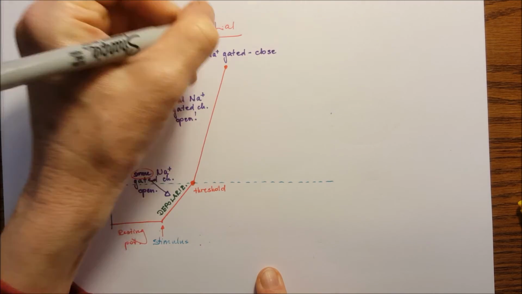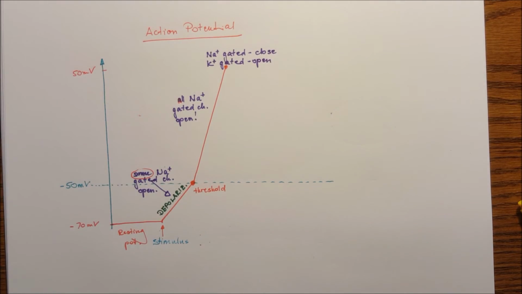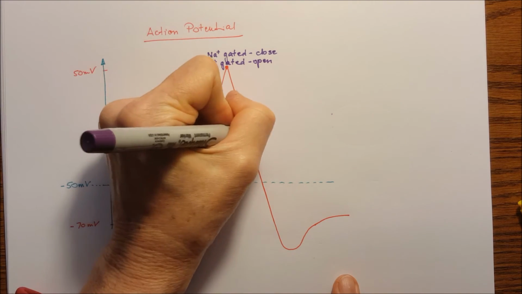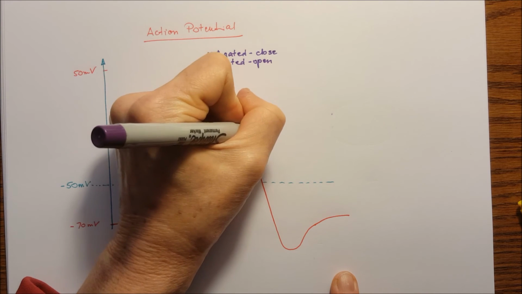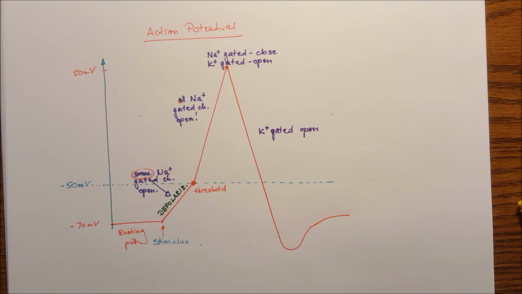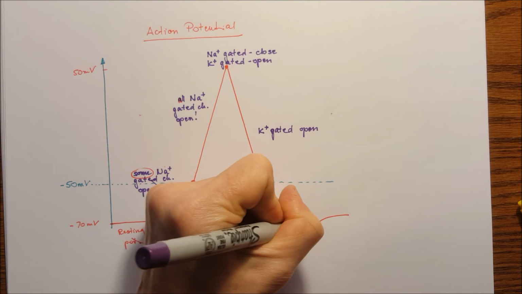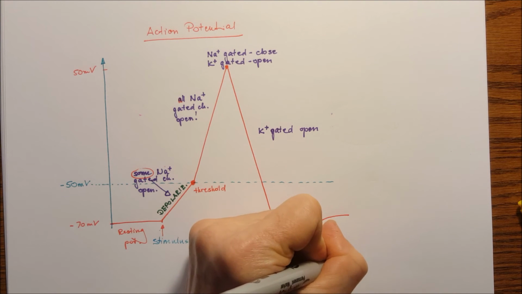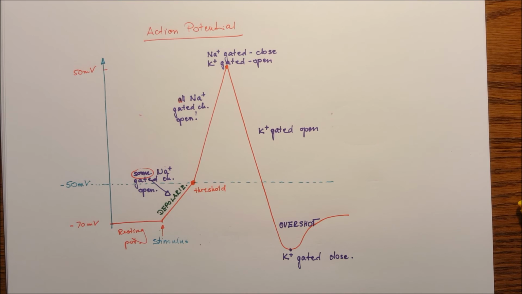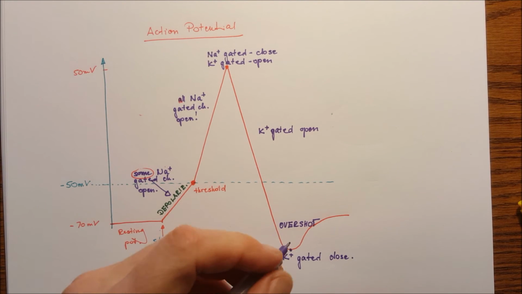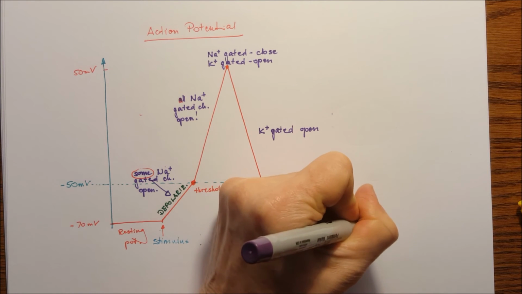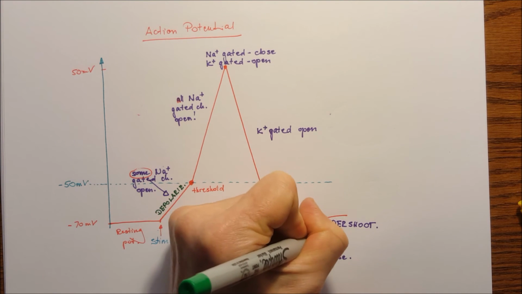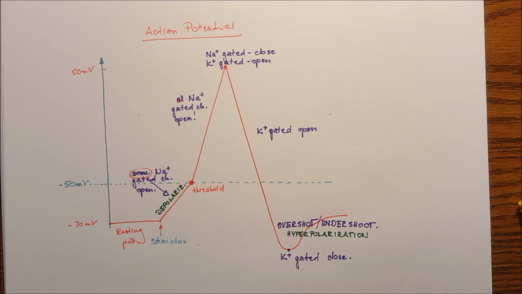And at the top, like 30 or 50 millivolts positive, the sodium gated channels start to close and the potassium gated channels start to open. Down this slope, the potassium gated channels are still open until it overshoots a little bit. This is the undershoot of the membrane potential. Still, the potassium is zooming out because of its inertia, I bet. So at the bottom, the potassium gate starts to close and the sodium-potassium pump will bring back the membrane potential to the resting potential.